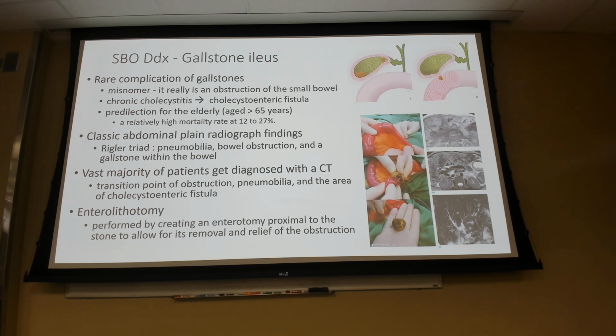And then they have that classic abdominal radiograph finding of Rigler's triad. So you may see some air in the gallbladder, and they should have a bowel obstruction, and then you'll see a gallstone on the X-ray typically. That's your Rigler's triad. It's rare, so probably not going to see it, but it is an interesting triad to think about. Most of them are diagnosed with CT scans, so like I said, we typically don't get plain films on the belly, and then they'll typically have to do an enterolithotomy to remove it.